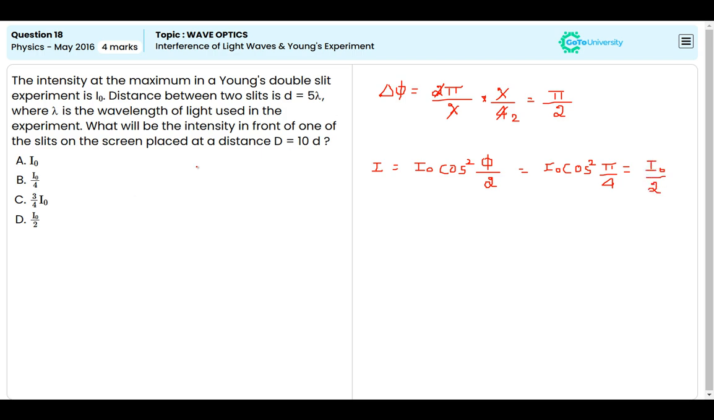We can see this in option number D. Option D is the right answer.